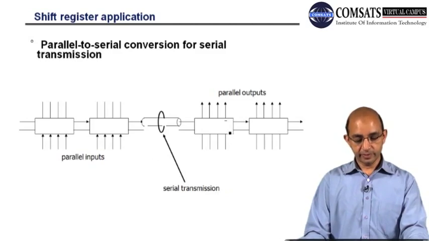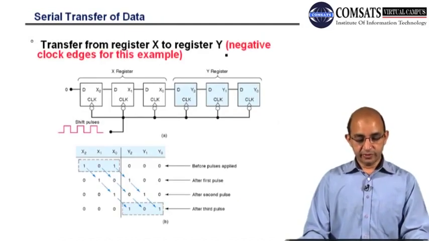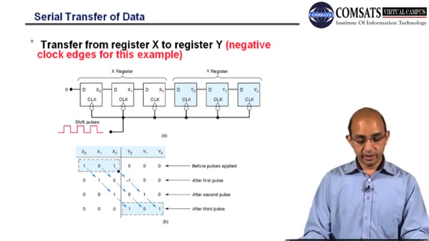You can also have serial to parallel conversion. Here we have the transfer between a register X and another register Y. You can see that all the registers are negative edge triggered due to this bubble. Here we have the data X2, X1, X0 and Y2, Y1, Y0. Before the pulse is supplied, we have this data residing inside those registers. On the arrival of the first clock pulse, that bit has to be moved here, that bit here, and that bit here.